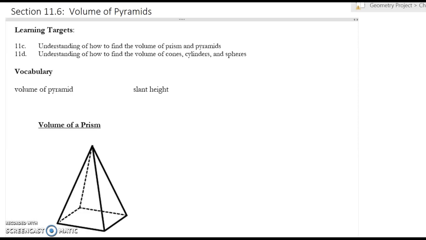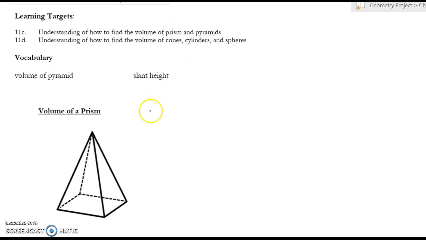Okay, so what we're working with today is volume of pyramids. And remember, a pyramid is where you have one base and all the sides come up to the point. So the volume of a pyramid is 1/3 the area of the base times height. If you notice, area of base times height is the formula for a prism.